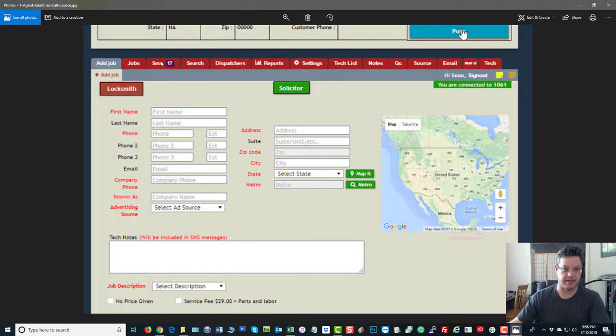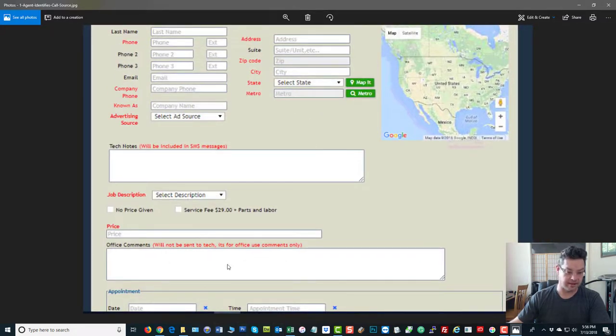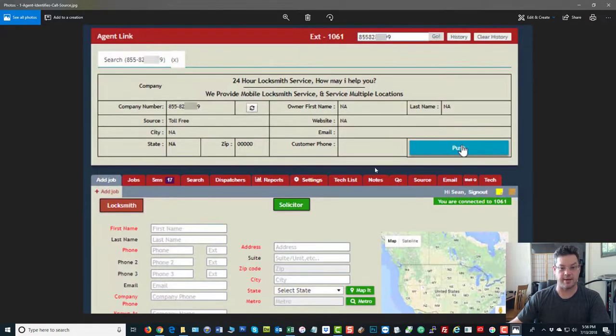Like I said, they do SMS very often, messages going back and forth with their guys. They'll put in their notes and so on, and they'll map it, metro it, and they'll be able to push it through to the locksmith down here somewhere. And then the information starts to happen. So this is them entering jobs.